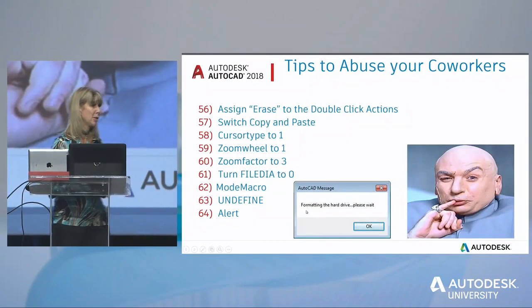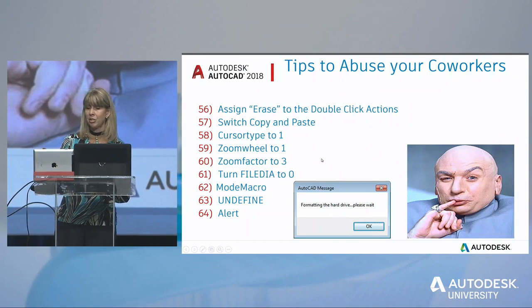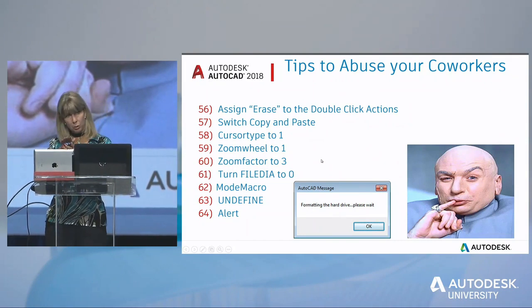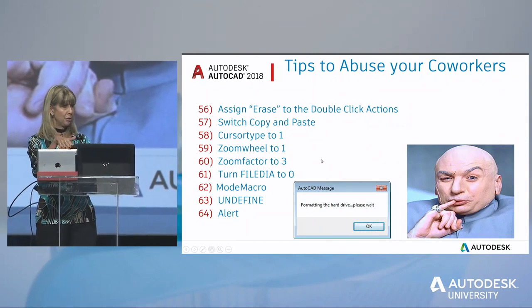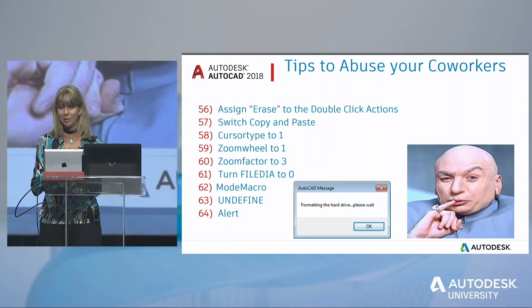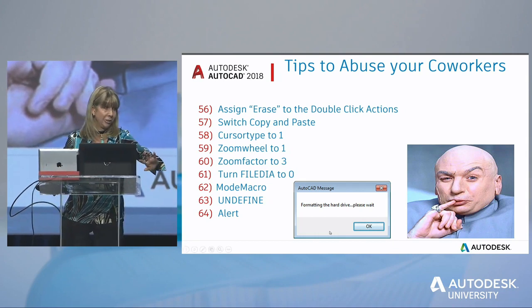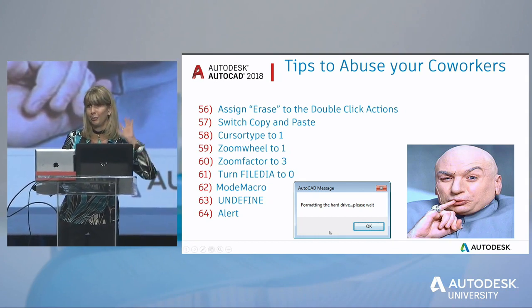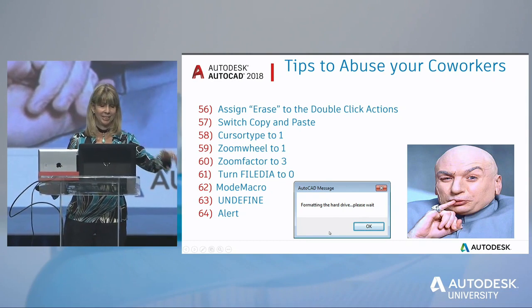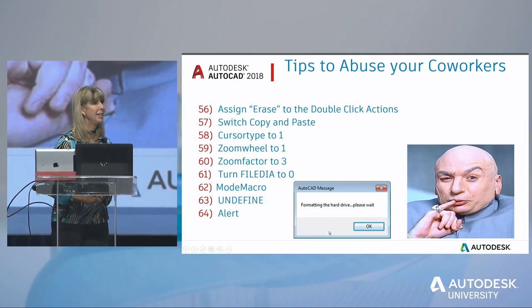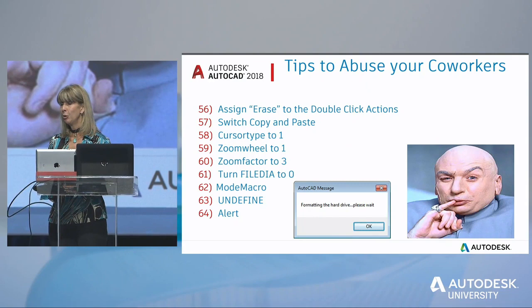I'll scoot over to the PowerPoint just so you can watch this. There's a system variable called zoom wheel that controls the direction when you push the wheel forward, whether we zoom in versus zoom out. You can set zoom wheel to 1, and when you move the wheel forward, it will push the drawing away from you, so it reverses the zoom. That's good fun.